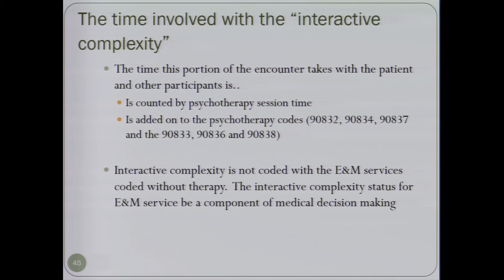Time involved with interactive complexity. Remember I said it's a state of being. So if you're coding just an evaluation and management and can't add that interactive complexity, this state of being probably makes me a higher level care patient already, as long as I've documented in that note that they're volatile, they're angry, they're in denial, they're non-compliant. And that's not a simple 99213. That moves up the ladder to higher levels based on what you're doing with that process.